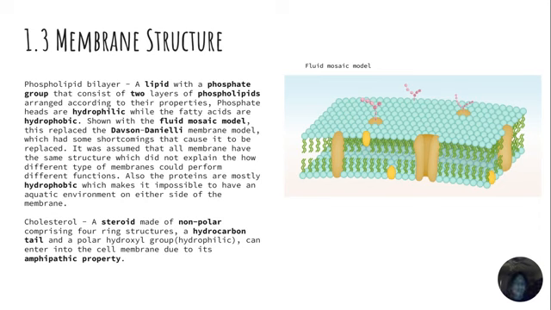Cholesterol is a nonpolar steroid comprising 4 ring structures. It is also made up of a hydrocarbon tail and a polar hydroxyl group, which is hydrophilic. It can enter into the cell membrane due to its amphipathic properties.